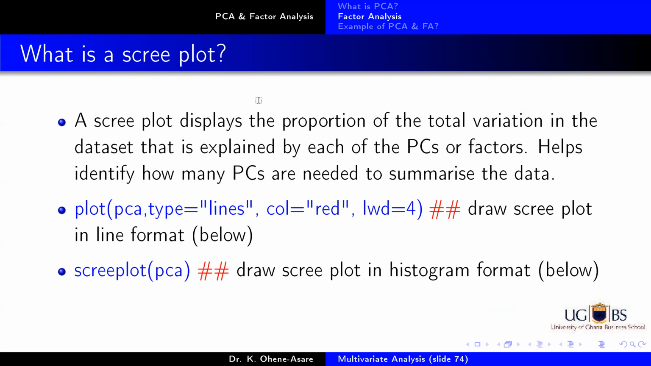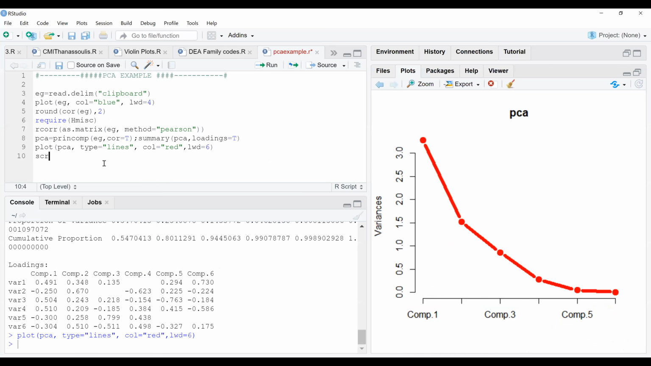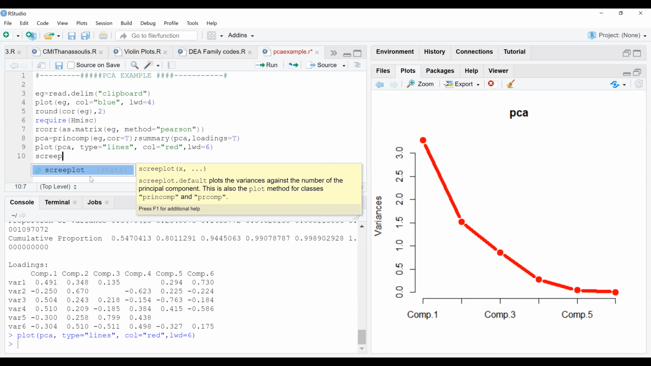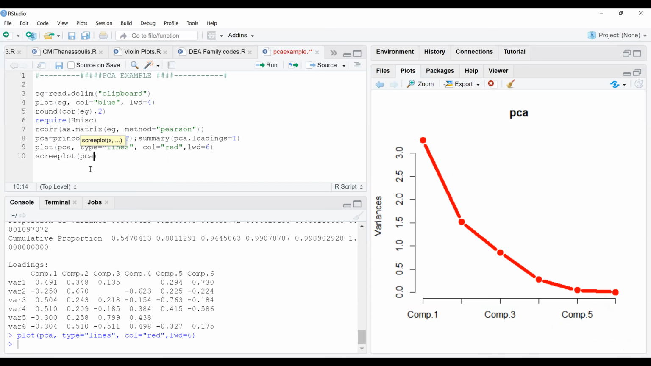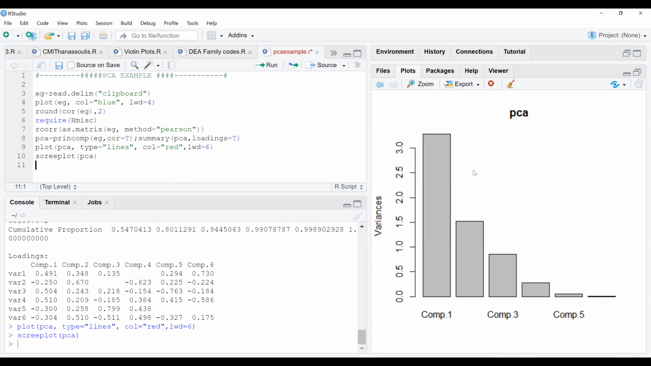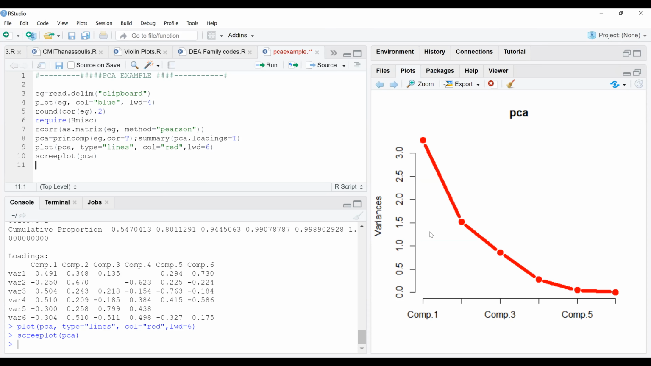So let me do the scree plot. Another way of drawing the scree plot. Sometimes you can do the scree plot in a different drawing. Let me type this one, and then do PCA. See, this one gives you the histogram. But that one is not that nice, so it's nice to use the first one, which is this. There you get the picture very nicely.